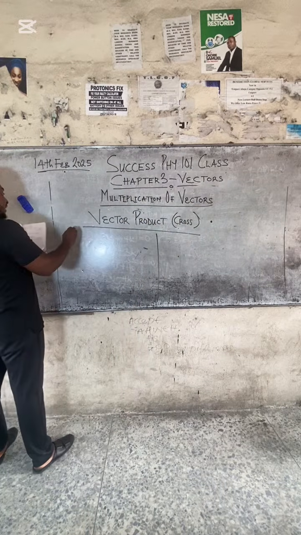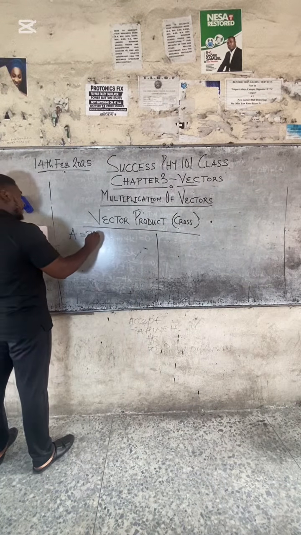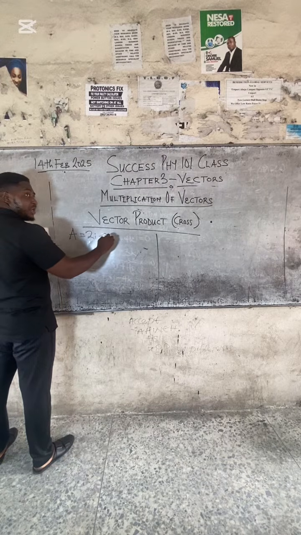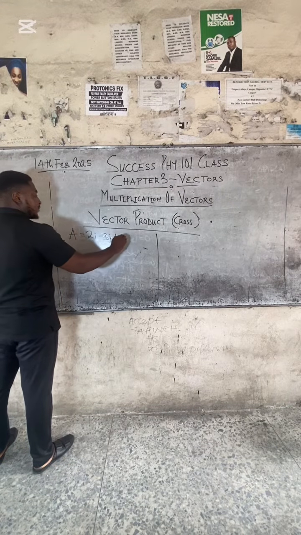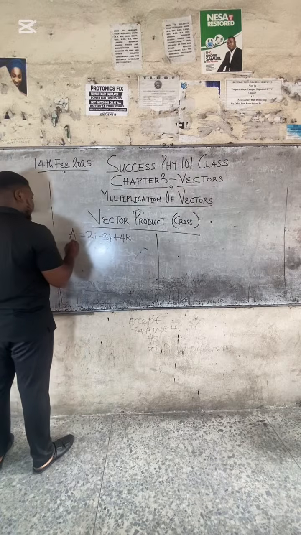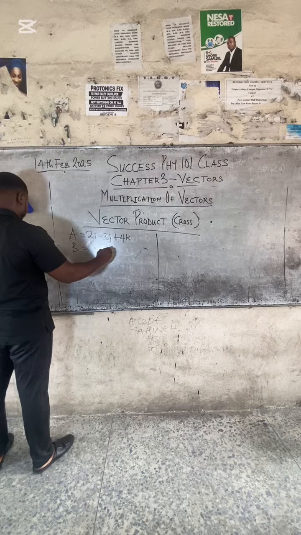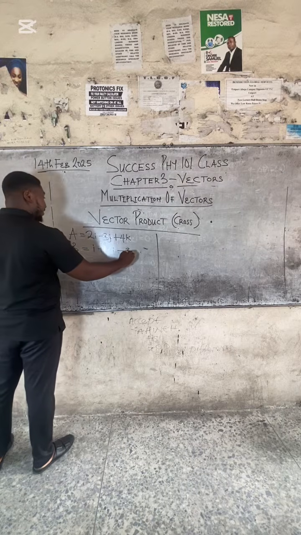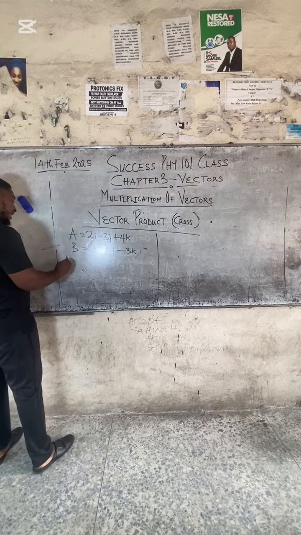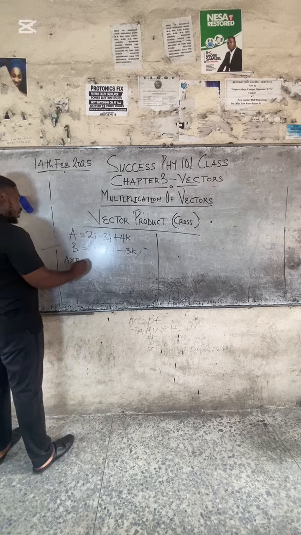Class, let's see the same examples. A equals 2I minus 3J plus 4K, and B equals I plus 2J minus 3K. Now we have to find A cross B.